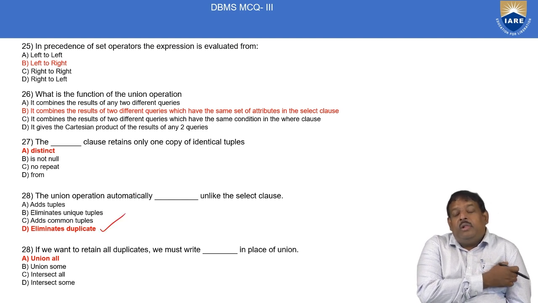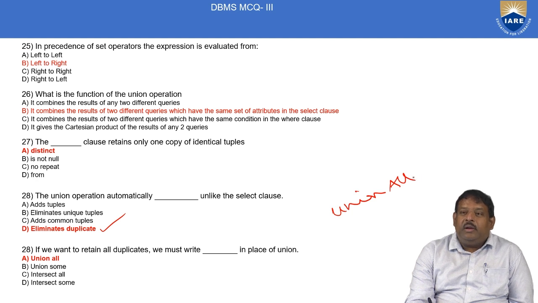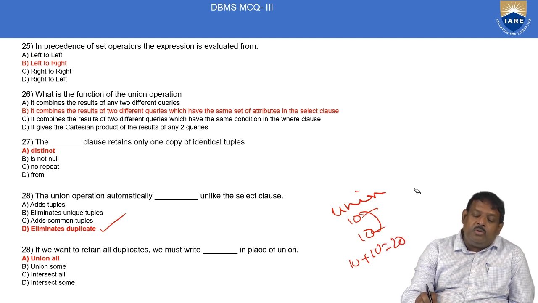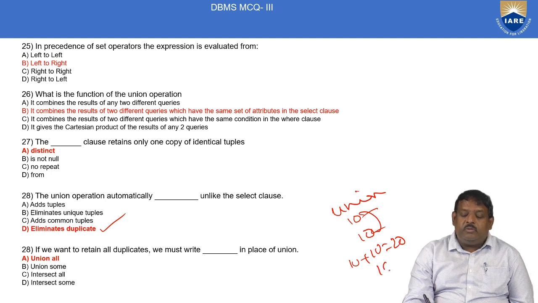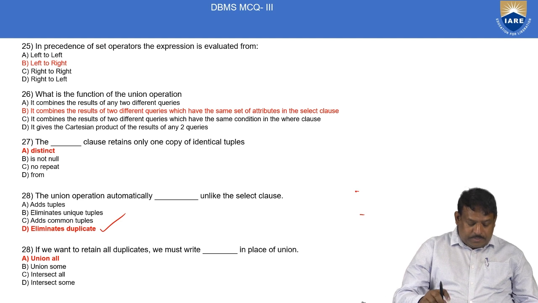If you want to retain all the duplicates, then we have to use union all. Just the opposite of union is union all. Union all will combine both the result sets, even the duplicates are included. Suppose I have 10 records here, and here also I have 10 records, and all these 10 records are here also. If I say union all, I'm going to get 10 plus 10, 20 records. If I don't use union all, just use union, only 10 records will be displayed.